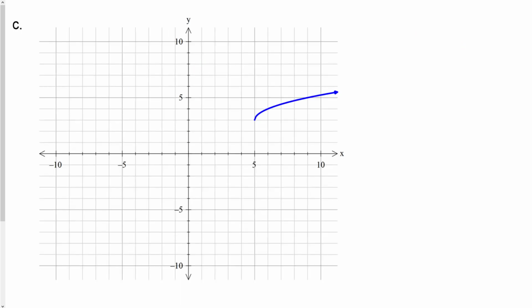Part C. This particular graph is the graph of a square root. So y equals some square root. The starting point for this square root is located at 5 and 3, which means I need to shift this graph over to the right 5 units. So I put x minus 5 inside my square root. And then it's shifted up 3, so I need a +3 on the outside.